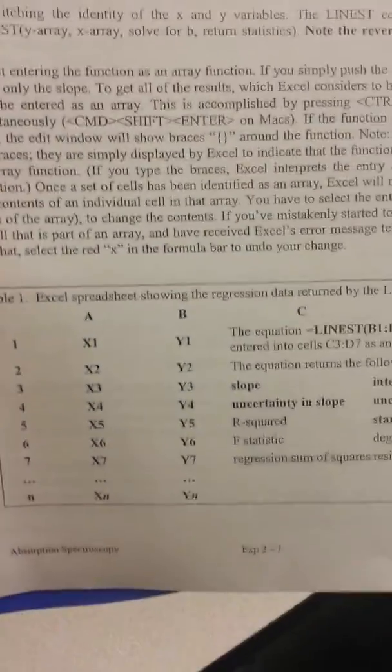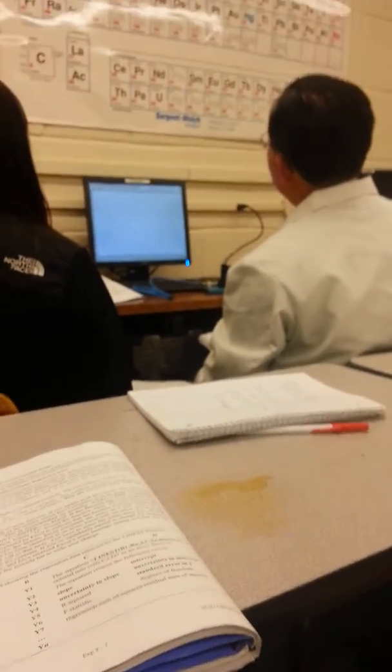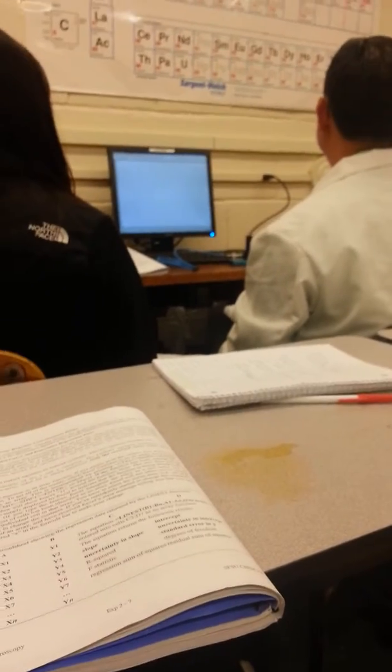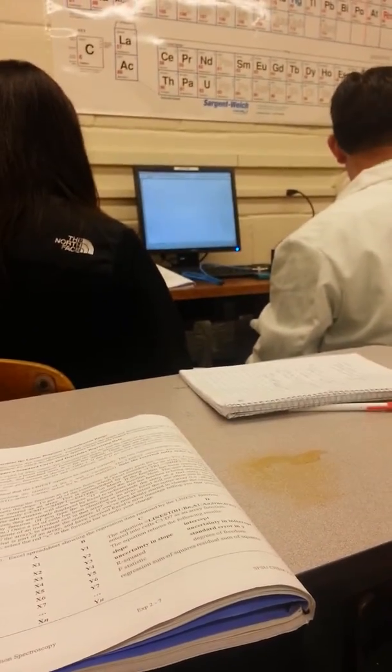So in column A, they put x 1, 2, 3, 4, 5, 6. Yes? What does x 1, 2, 3, 4, 5, 6 mean? X stands for x-axis. Yes? What is our x-axis, dear students? Concentration. Good. What is the concentration from yesterday of your 10 standards?